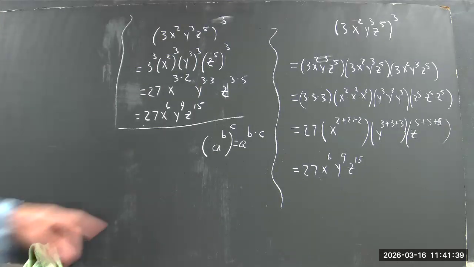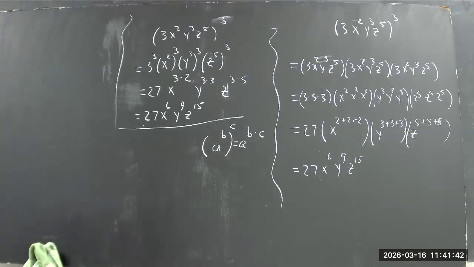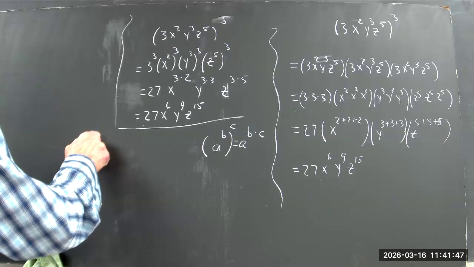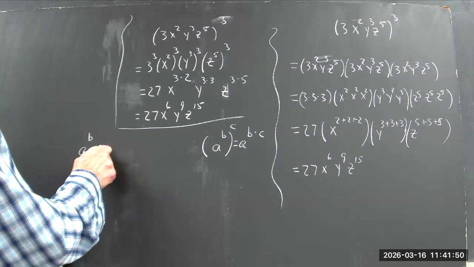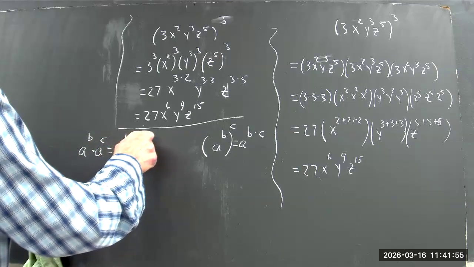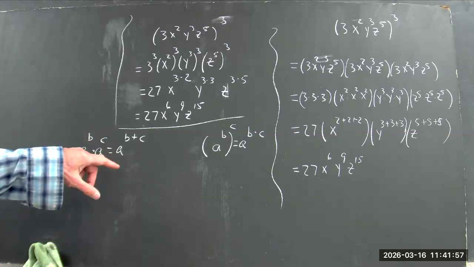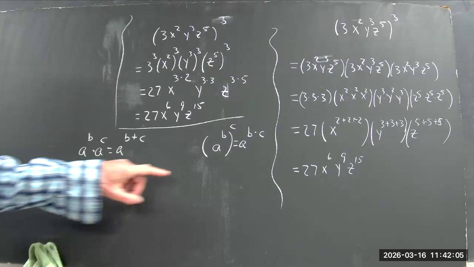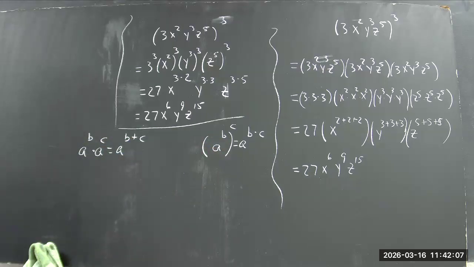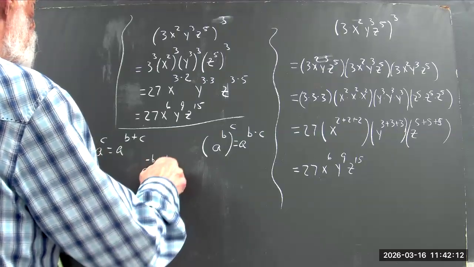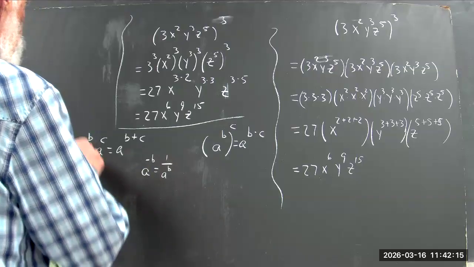All right, so we have 3 rules. Now, I've written them down in different places. I'll use A's and B's here. A to the B times A to the C is A to the B plus C. Now I used the x's and y's and stuff before, but I'll write it out with consistent letters. And A to the negative B is 1 divided by A to the B.